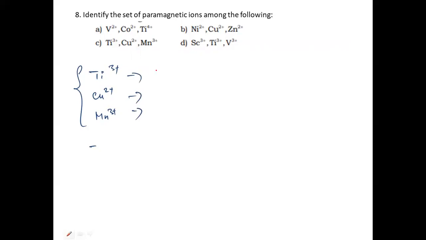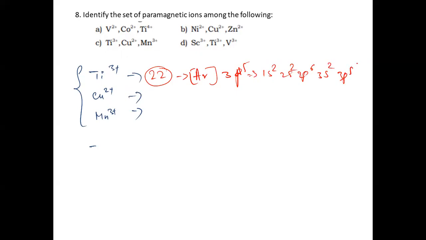So if you consider Ti3 plus, titanium has atomic number 22, but it's in the 3 plus oxidation state. Let me write the complete electronic configuration: 1s2, 2s2, 2p6, 3s2, 3p6, then argon 4s2, 3d2 if written in full form, and this consists of unpaired electrons.